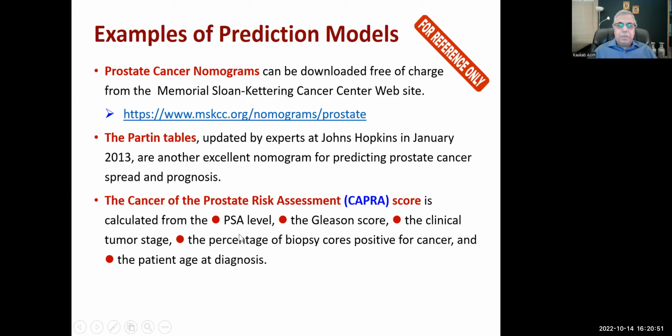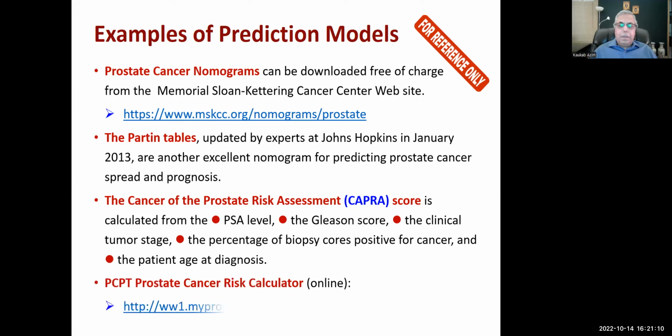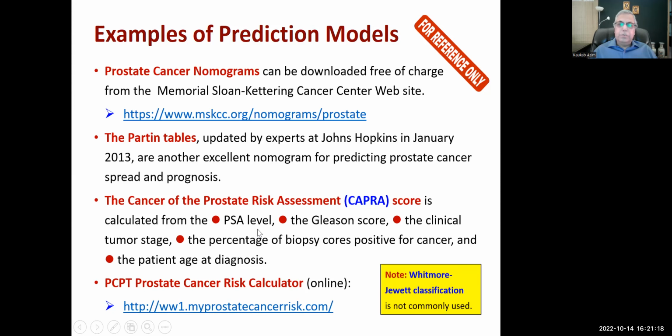You take into account the PSA level, the Gleason score, the tumor stage, the percentage of biopsy cores positive, like I showed you in one of the examples, all the 12 cores were positive, so the prognosis is not going to be very good. The patient age at diagnosis. The younger the patient, the better the diagnosis, the prognosis. Then we have got this prostate cancer risk calculator, again available online. This is the link to that.